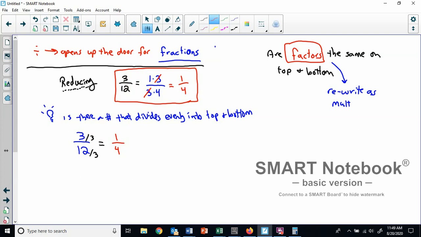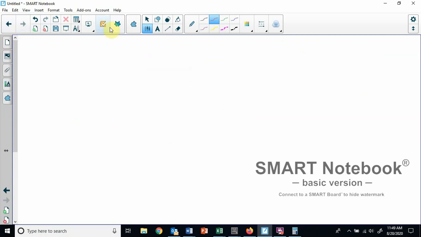Okay? So let's do a few examples and then we'll call it a day. A few examples. One like this, 6 over 15. And you can ask yourself either of the questions: is there a number that divides evenly into both of these? And I'm going to say, yeah, actually the number 3 does.